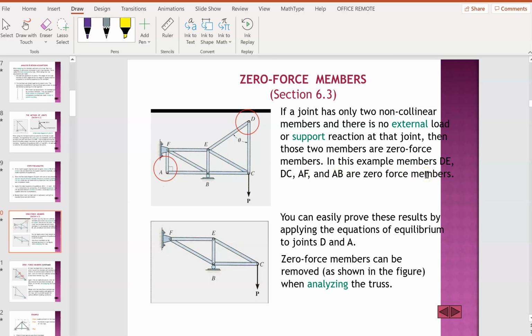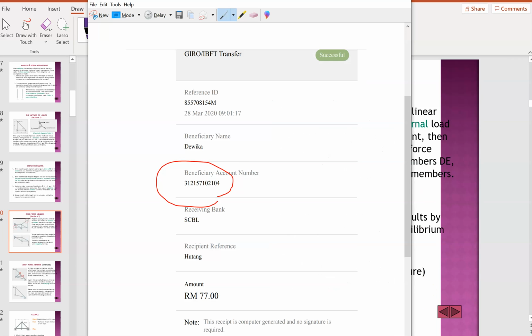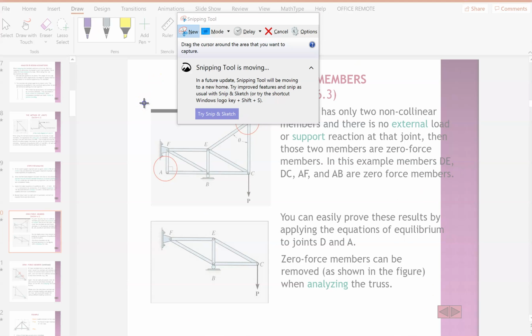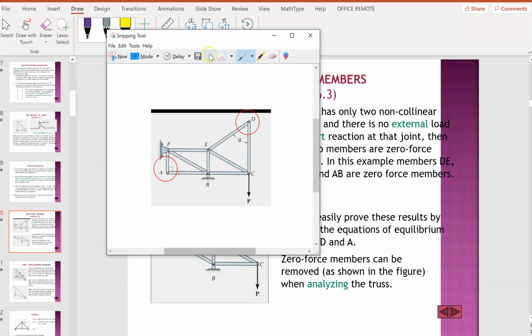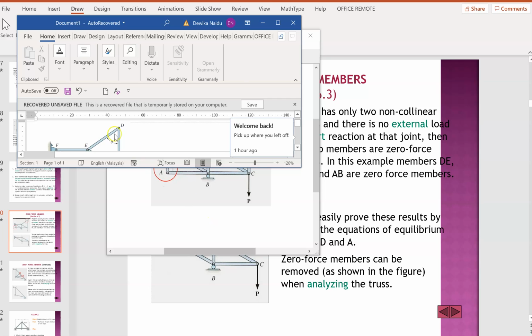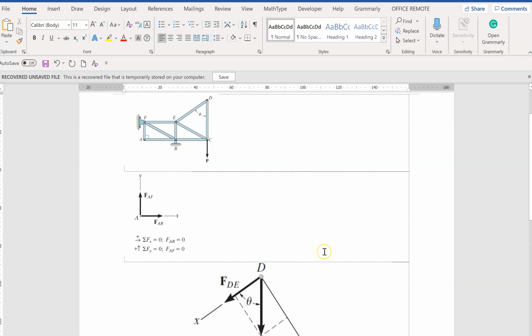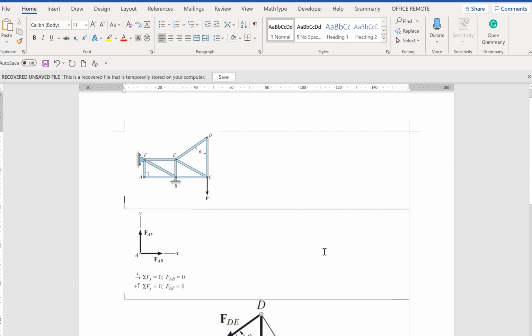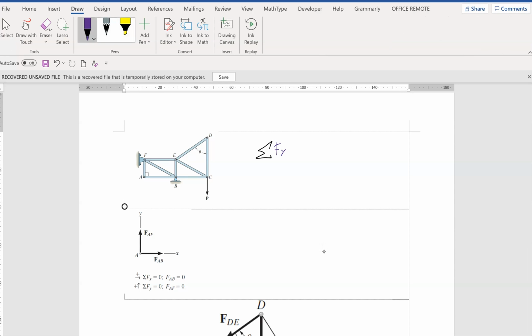Okay, so I'm going to show you what it means by zero force members. I'm going to snip this and put it up on the Word document. Let's analyze this. Remember from my previous lecture, I clearly stated that Fx equals 0 for equilibrium. So how do you achieve this? You achieve this if you have a force to the right and a force to the left with the same value, so you can counterbalance and you achieve 0, right?